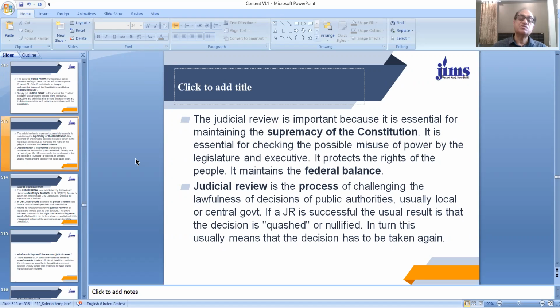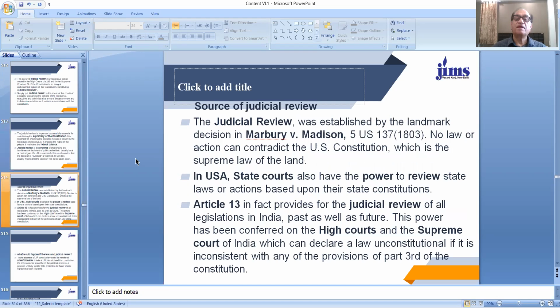So, dear students, judicial review is the process of challenging the lawfulness of decisions of public authorities, usually local or central government. See, if a judicial review is successful, the usual result will be that decision is quashed or nullified. In turn, this usually means that decision has to be taken again by the authority because the decision was not in accordance with law. Now let us see what are the sources of judicial review.